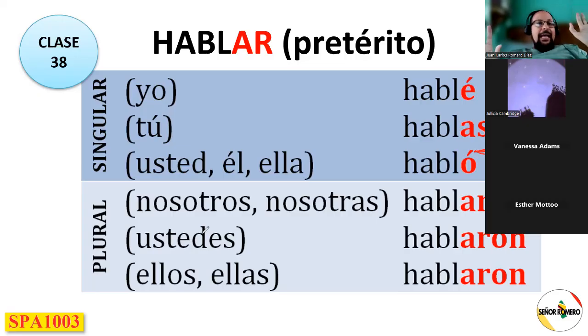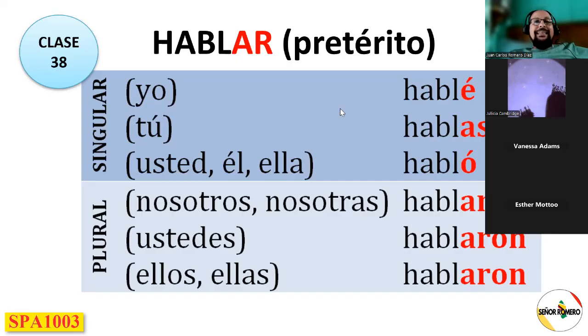See, let me pronounce I speak, he spoke. Hablo, habló. Hablo means I speak. Habló with the accent on top of the O means he or she spoke. So the accent makes an important difference in Spanish. These are the endings for the AR verbs.